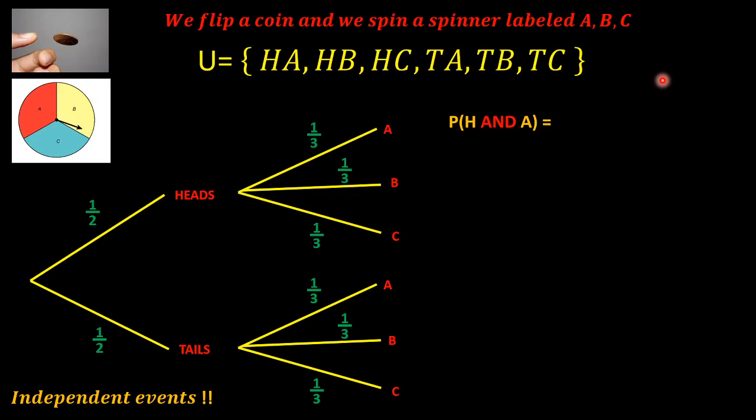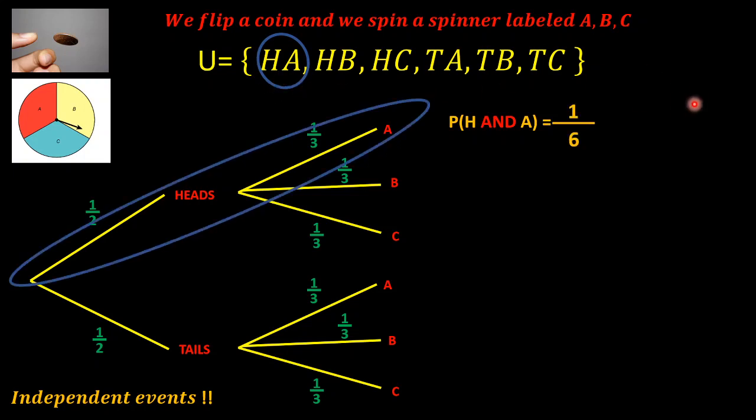Now, let's think about this. What would be the probability to get heads and A? Heads and A, obviously, it is one option of the 6. So this must be 1 over 6. And on the tree diagram, it is this path here.